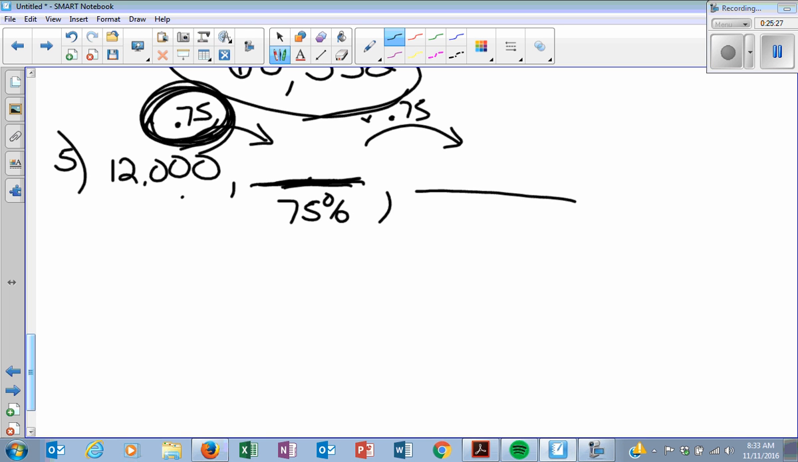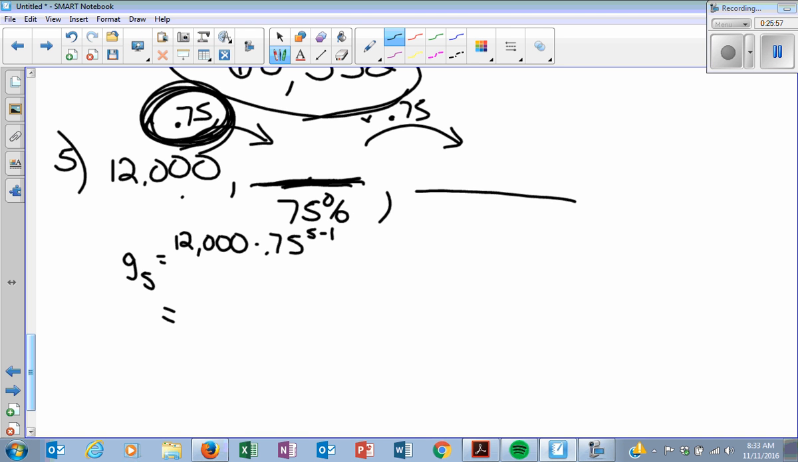Isn't that all I need? If they want me to find G5, G5 equals 12,000, the starting value, times 0.75 to the power of 5 minus 1. 5 was because of this.